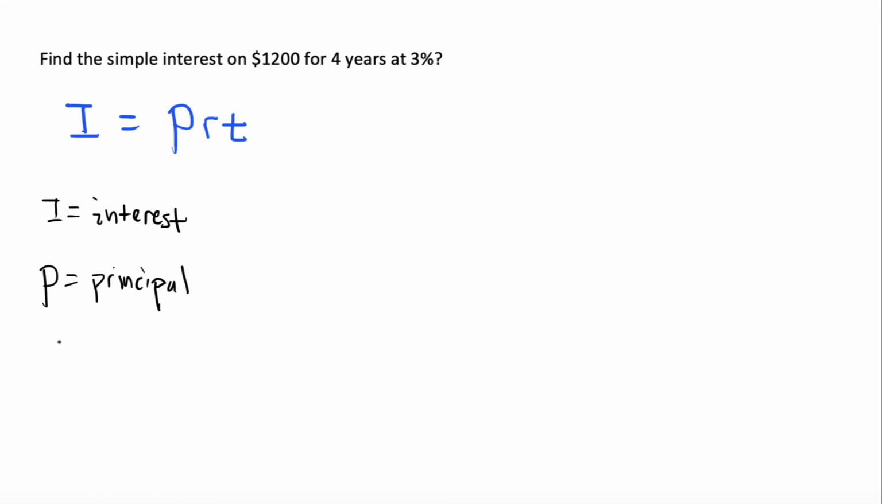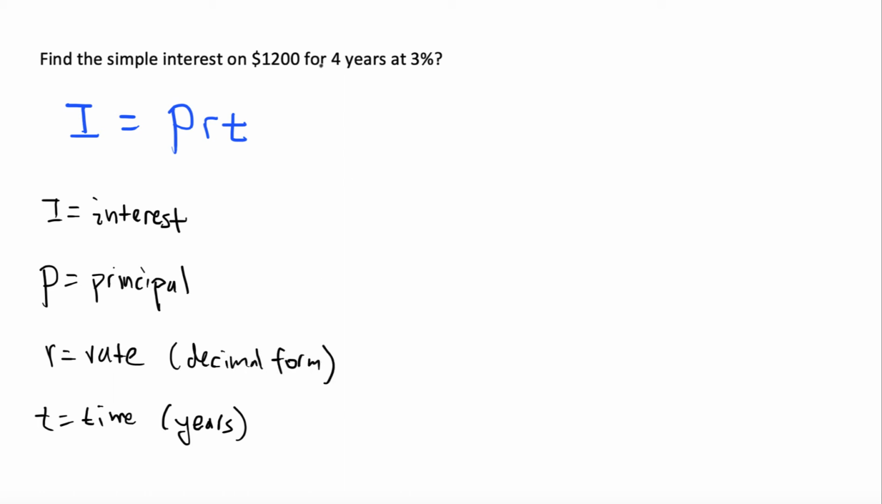R is the rate, and T is the time. And one note here: time should always be in years. Another thing to note is that the rate should be given in decimal form, or we calculate it in decimal form. So you want to make sure you always convert the rate to a decimal.